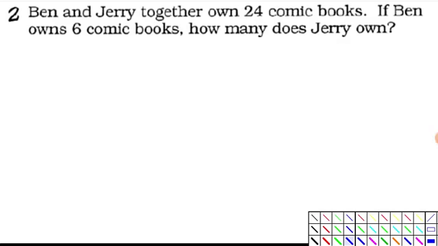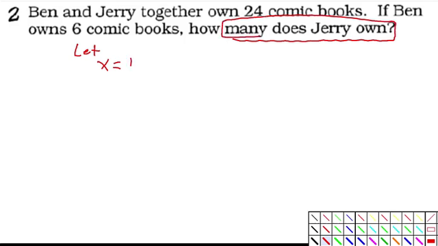All right, let's try problem 2. Ben and Jerry together own 24 comic books. And if Ben owns 6 comic books, how many does Jerry own? So I'm going to define a variable quick. So let's say let x equal the question, how many does Jerry own? So what are they talking about? Books Jerry owns. Okay, so that's what x is going to stand for in here, because this is what we don't know. We don't know how many books Jerry owns.